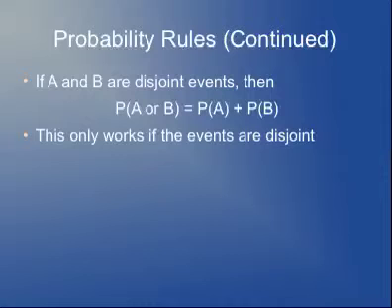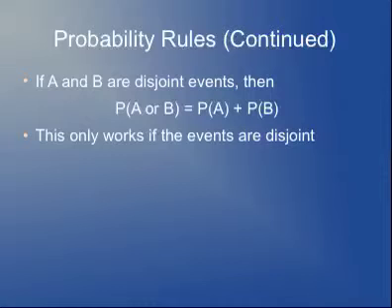And one of the simplest probability rules is that if A and B are disjoint events, then the probability of A or B is just the sum of the probabilities of the individual events. If you flip a coin and the probability of heads is 1/2, the probability of tails is 1/2, then the probability of heads or tails is 1, because it has to be either one or the other.